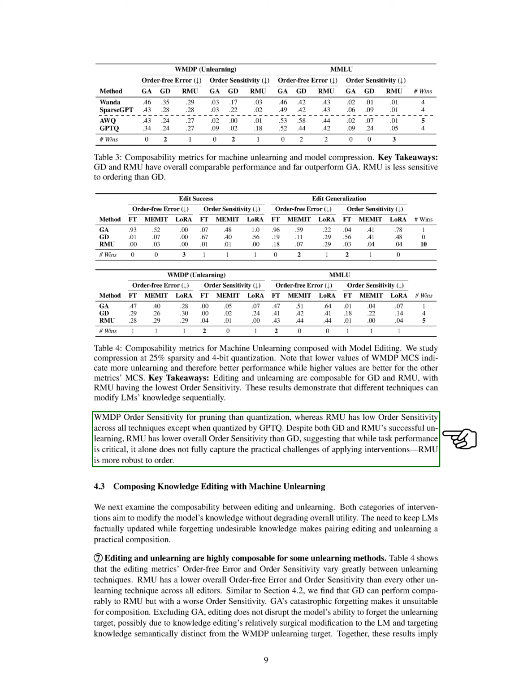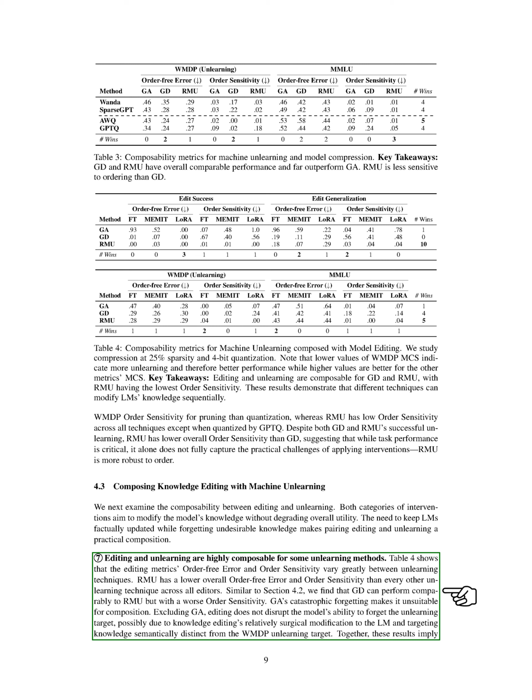We then explored the composability between knowledge editing and machine unlearning. Both interventions aim to modify a model's knowledge without compromising its overall utility. Pairing editing and unlearning is practical for keeping language models factually updated while removing undesirable knowledge. Some unlearning methods show high composability with editing, as indicated by the order-free error and order sensitivity metrics. RMU stands out with lower overall order-free error and order sensitivity compared to other unlearning techniques across all editors.